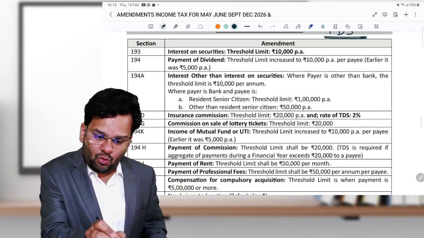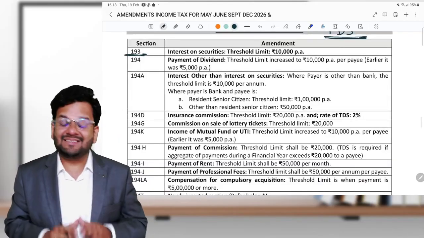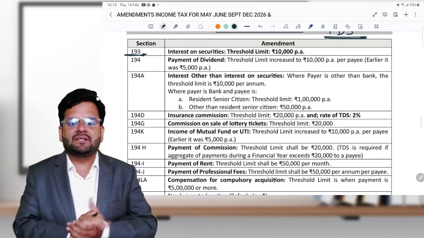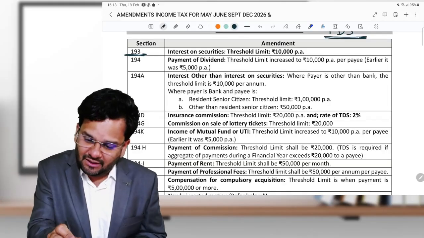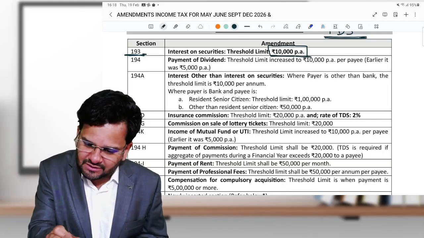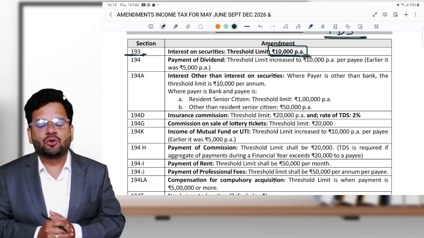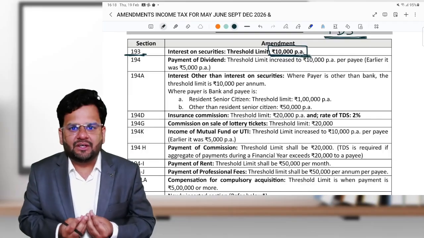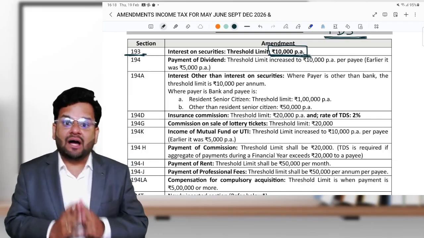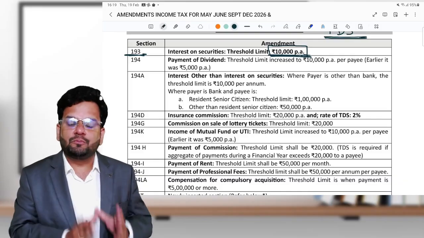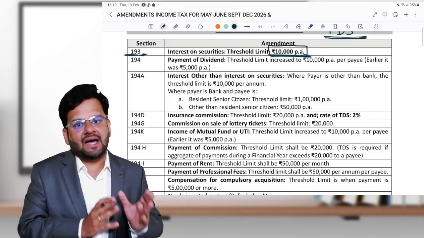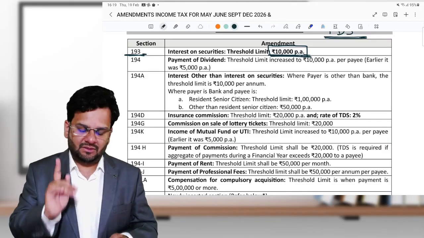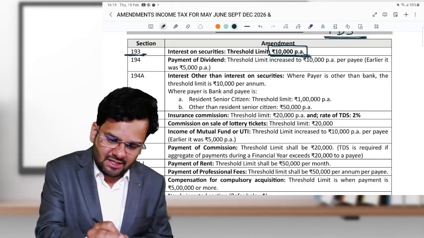In section 193, that is interest on securities, the threshold limit is 10,000 rupees per annum. Okay. It could be interest on debentures. It could be any other interest. Now the threshold limit is fixed at rupees 10,000 per annum per payee. This is first change in TDS.